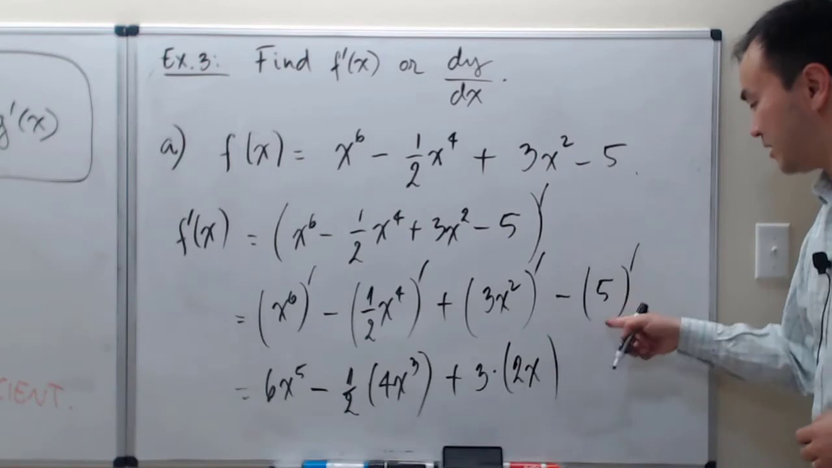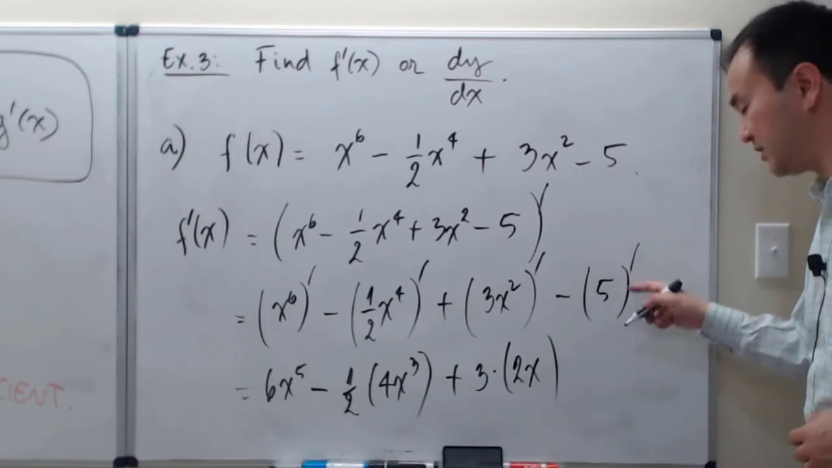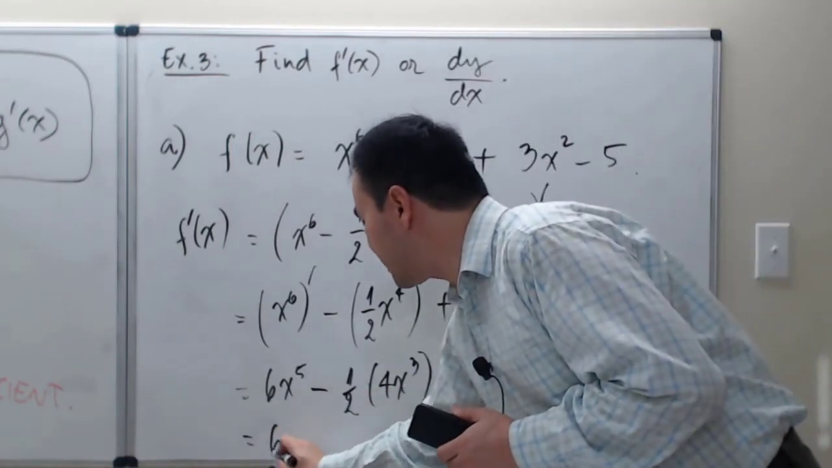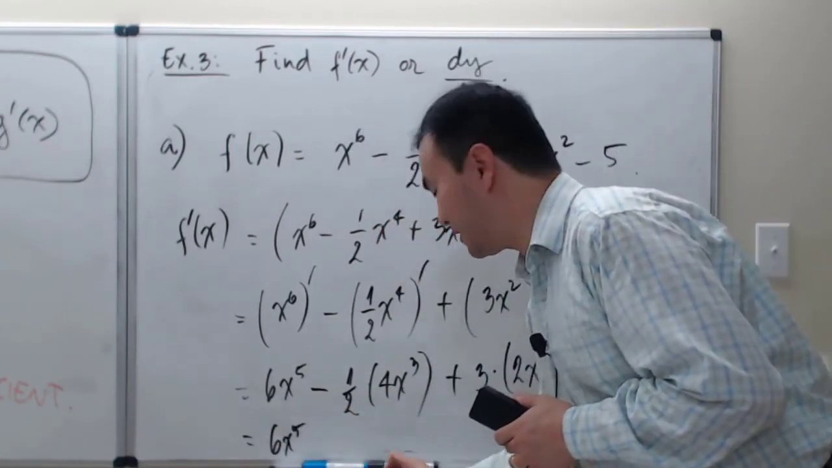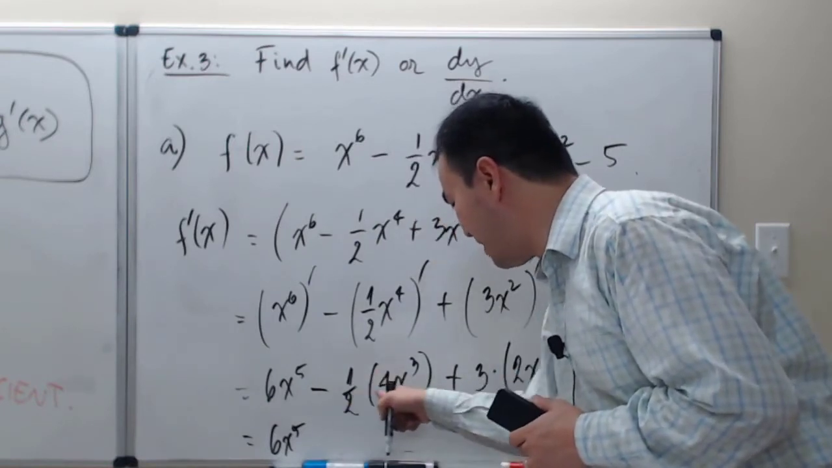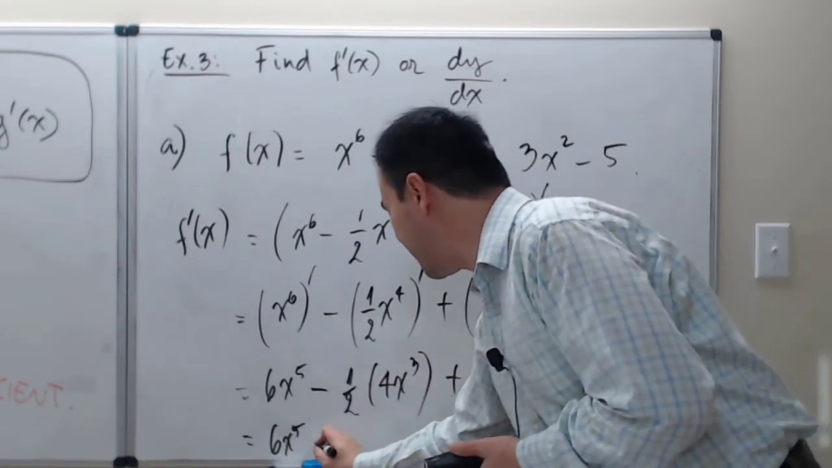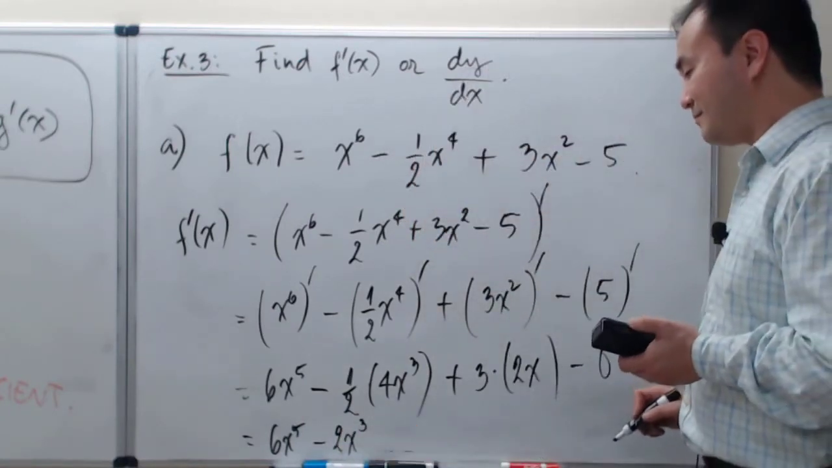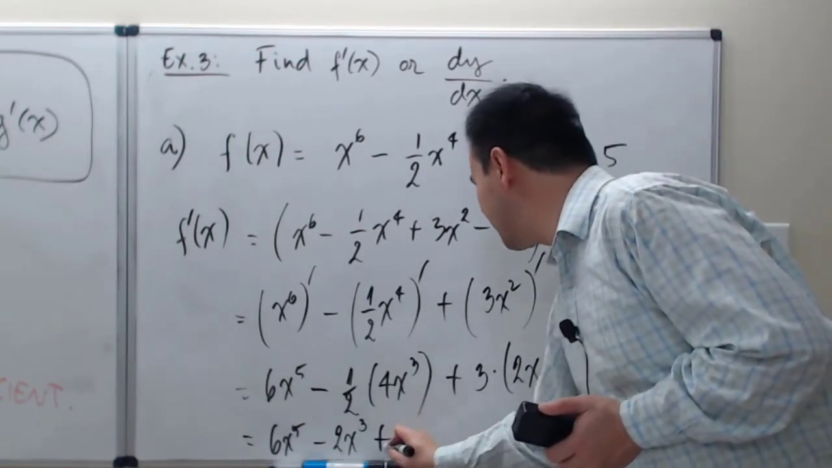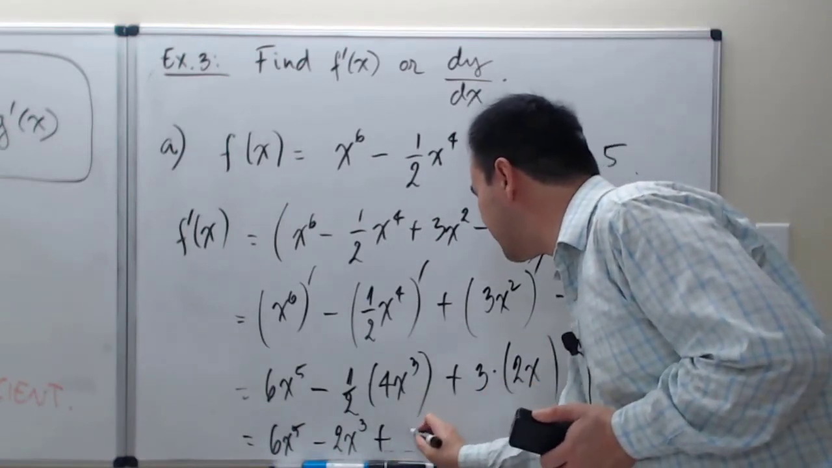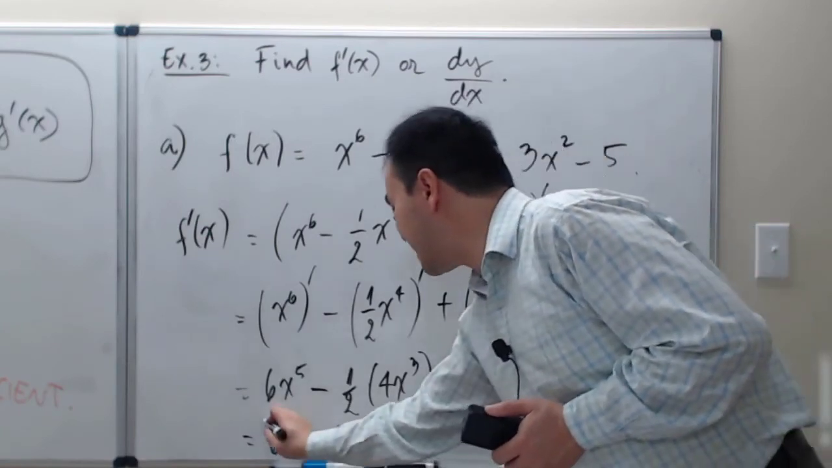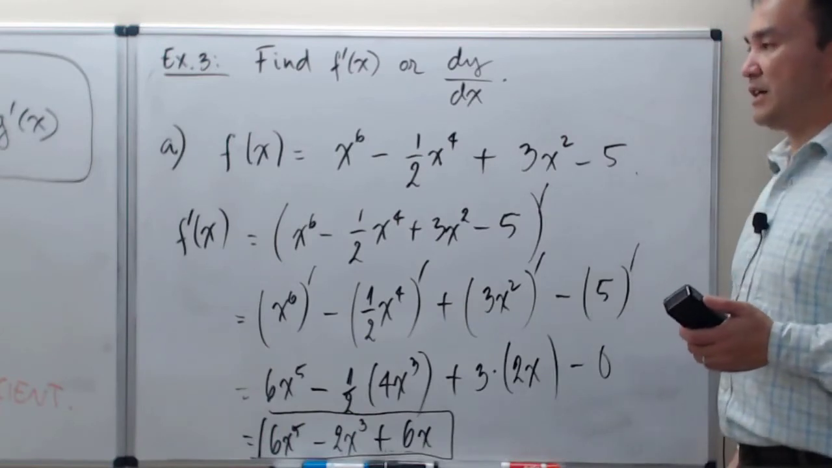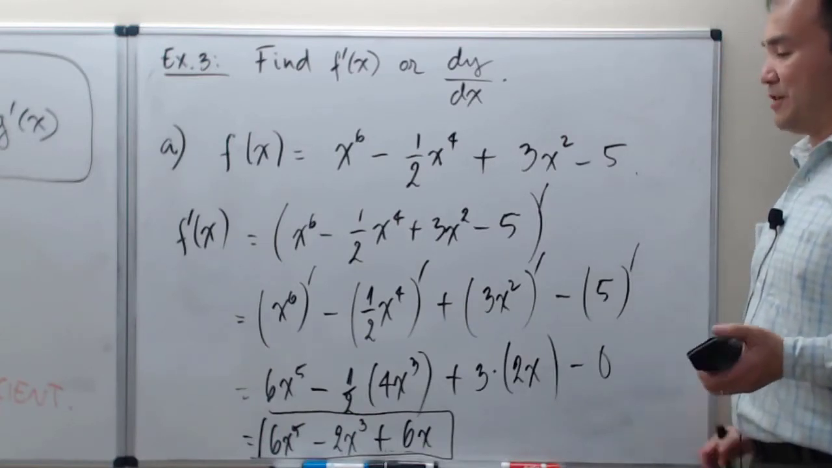Okay, and the last term, it's a constant. So derivative of a constant is a 0, minus 0. So our final derivative is going to be 6x to the 5th. Okay, now 1/2 cancels with 4 and gives me negative 2x cubed. Okay, and then plus 3 times 2 combined together, the two factors is 6x. That's your final answer.